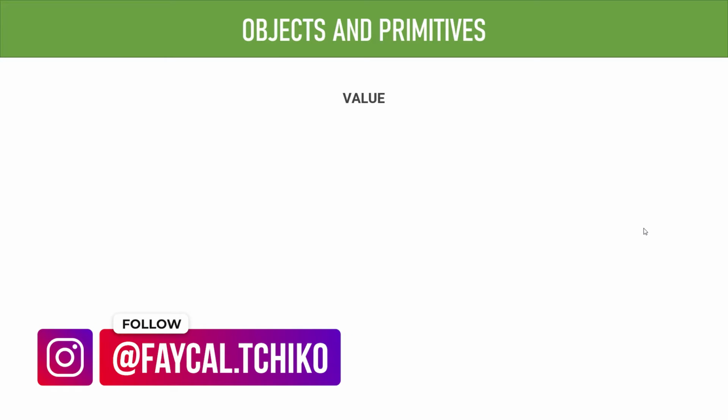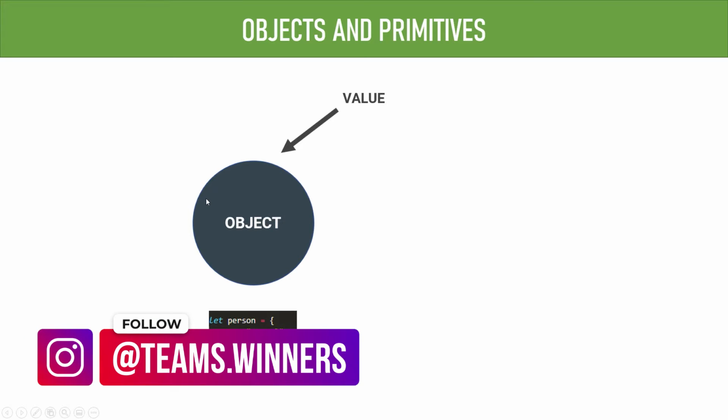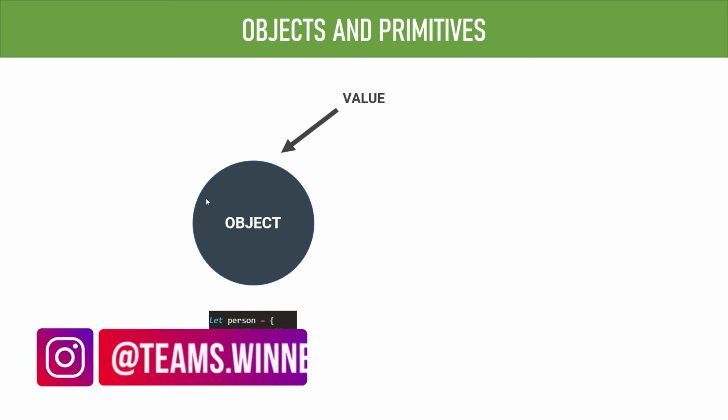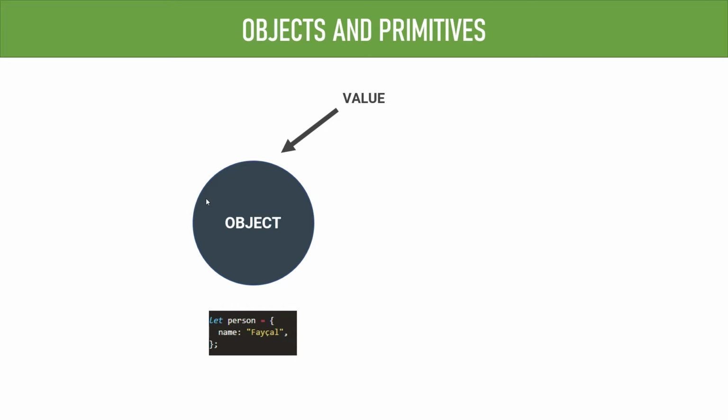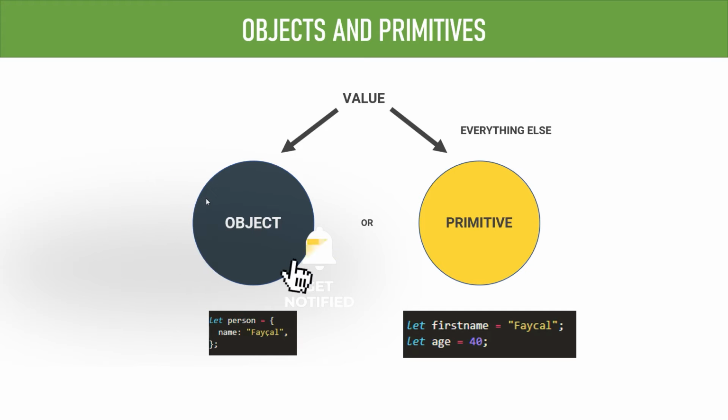In this video we talk about data types. So first of all, in JavaScript, every value is either an object, which looks something like this, as you see, let person with name Faisal, or a primitive value like this one, first name and age. So a value is only primitive when it's not an object. We'll learn all about objects later, but for now let's really focus on primitive data types.